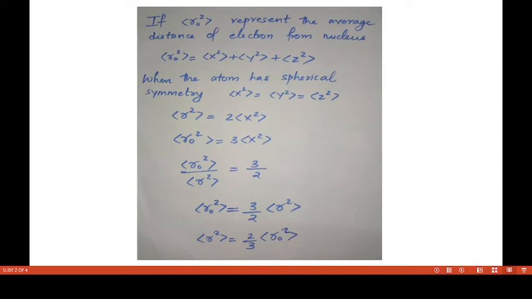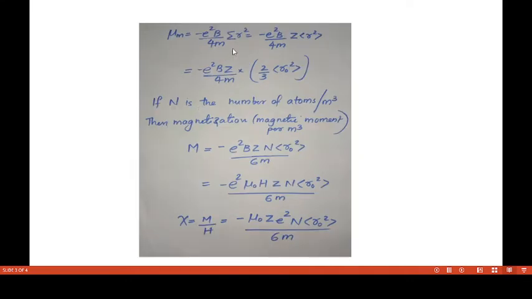So we found the value of average of r square in terms of average of r naught square. So we can substitute this value in the equation for magnetic moment. Now, in place of summation r square, we know it can be replaced by Z times the average of r square, where Z is the number of electrons in the atom, and average of r square can be replaced by 2 by 3 times average of r naught square, which we have seen.